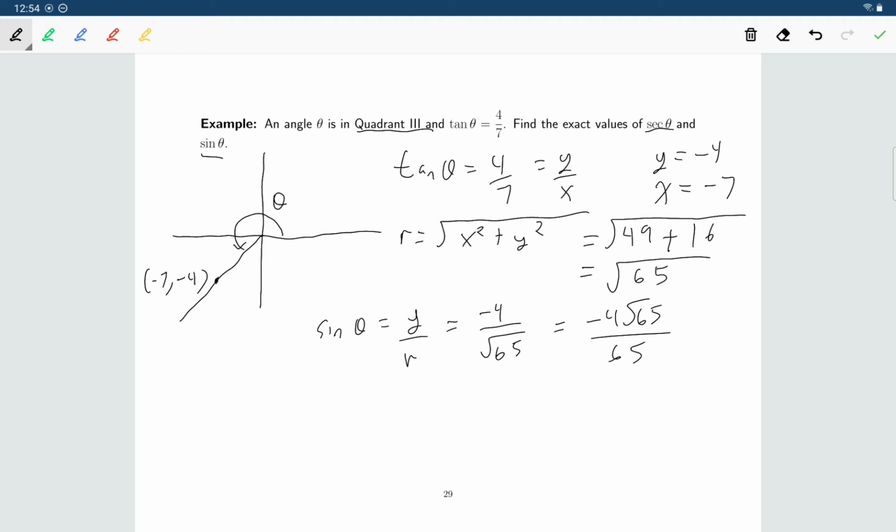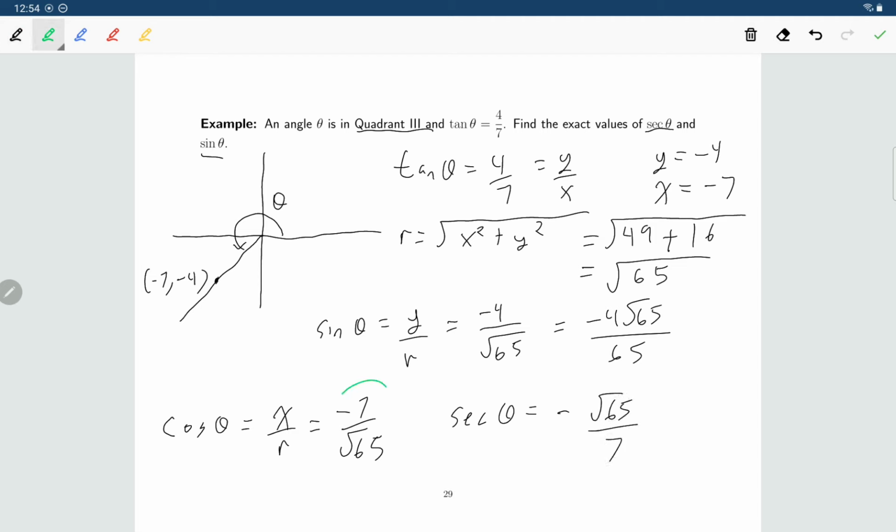Next part, finding secant of theta. I'm just going to use the fact that secant and cosine are reciprocals. So first I'll find what cosine of theta is. Cosine of theta, I know that that's x over r, and that should be -7 over root 65. I'm not writing this in simplest terms because this is actually not the end of my work with this. I'm now going to say that secant of theta is the reciprocal of cosine, and that should be then negative root 65 over 7.